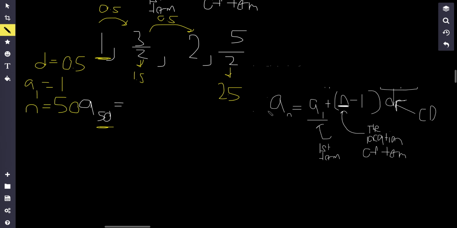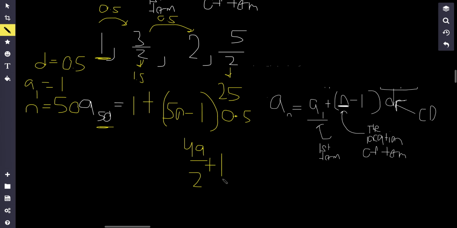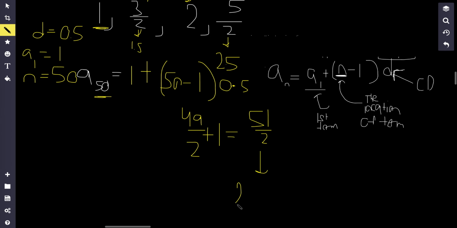Plugging all these values into my formula, I'm going to get a sub 50 is equal to a sub 1 plus n minus 1, multiplied by the common difference. So in this case, n is 50. 50 minus 1 multiplied by the common difference. So this is going to be 49 over 2 plus 1. This is just going to be equal to 51 over 2, or 25.5 as your answer.